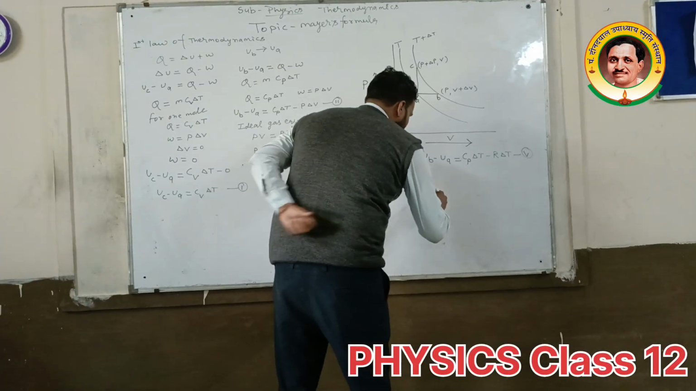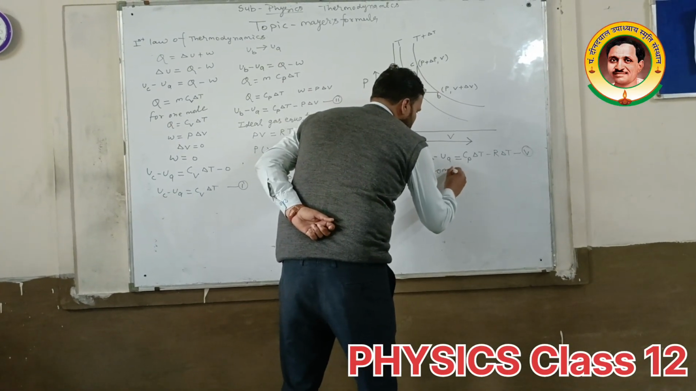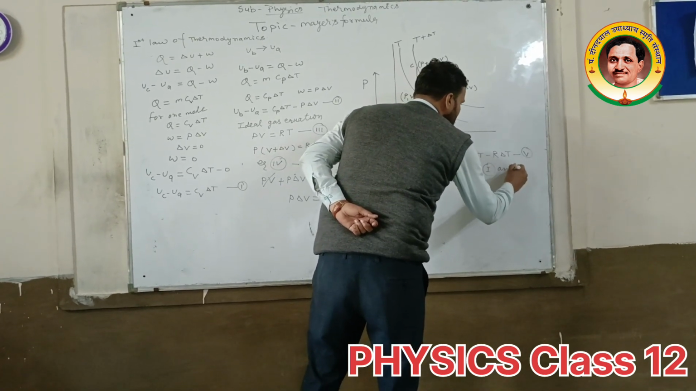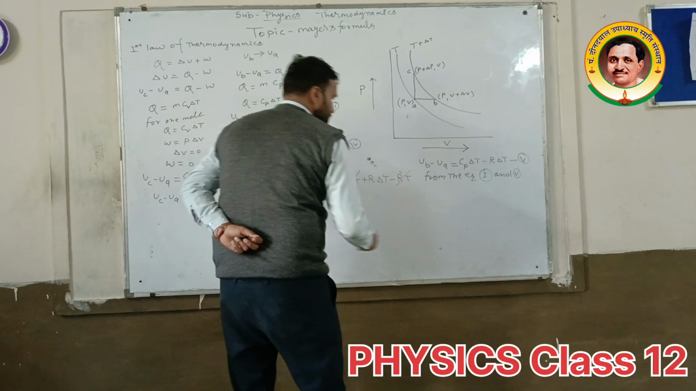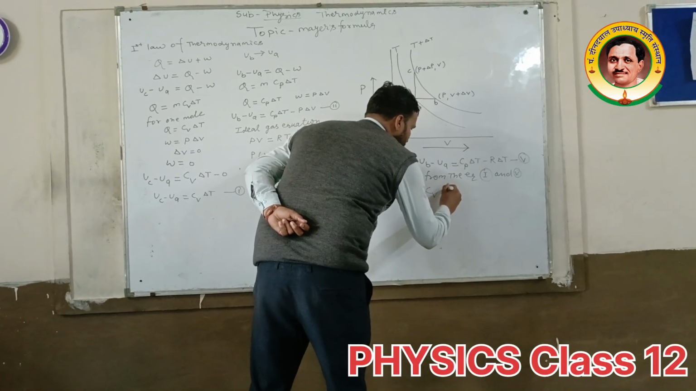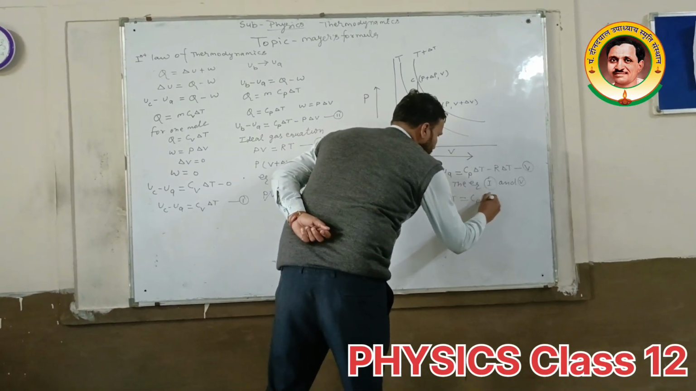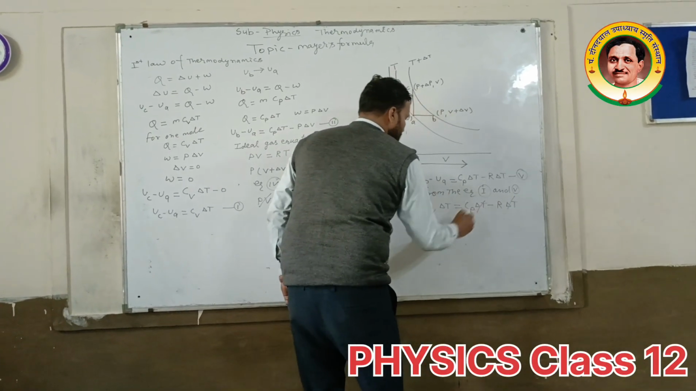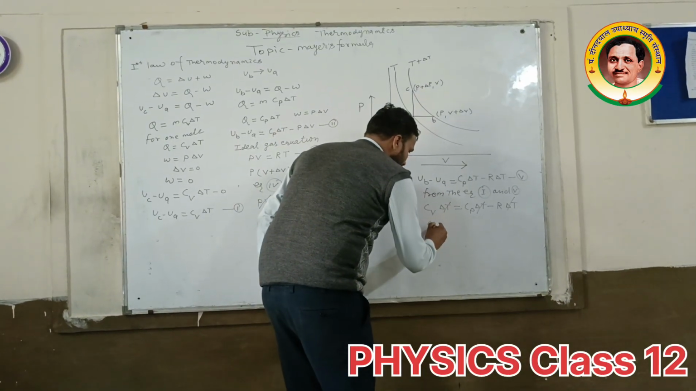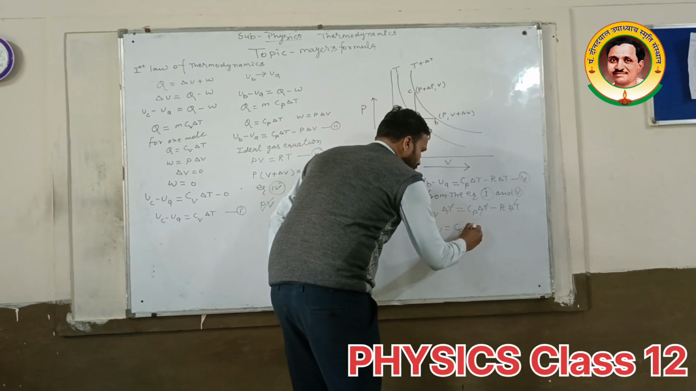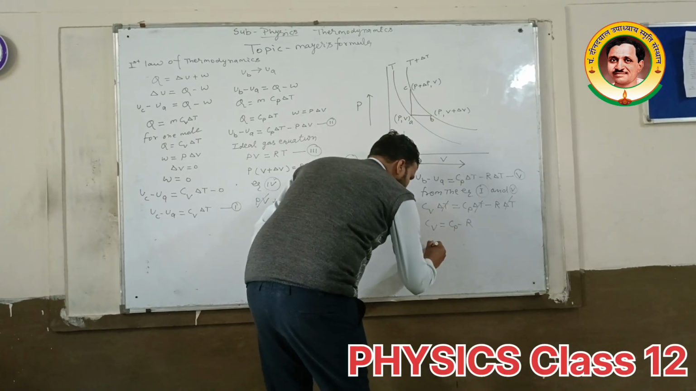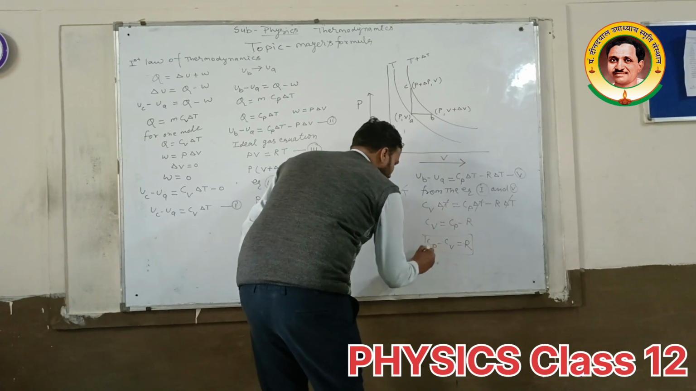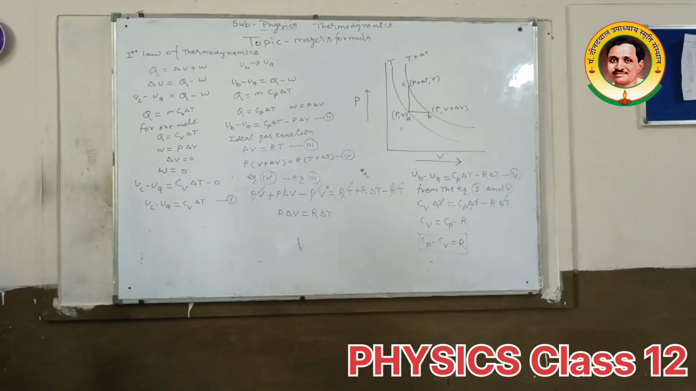Now from equations first and fifth, it will be CV delta T equals CP delta T minus R delta T. Delta T cancels delta T, and it will be CV equals CP minus R. So CP minus CV equals R, and this is the formula, Mayer's formula.